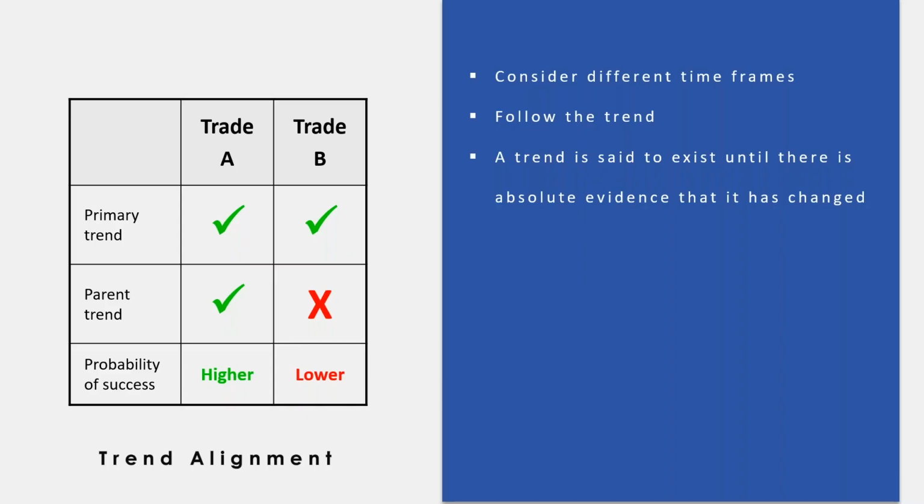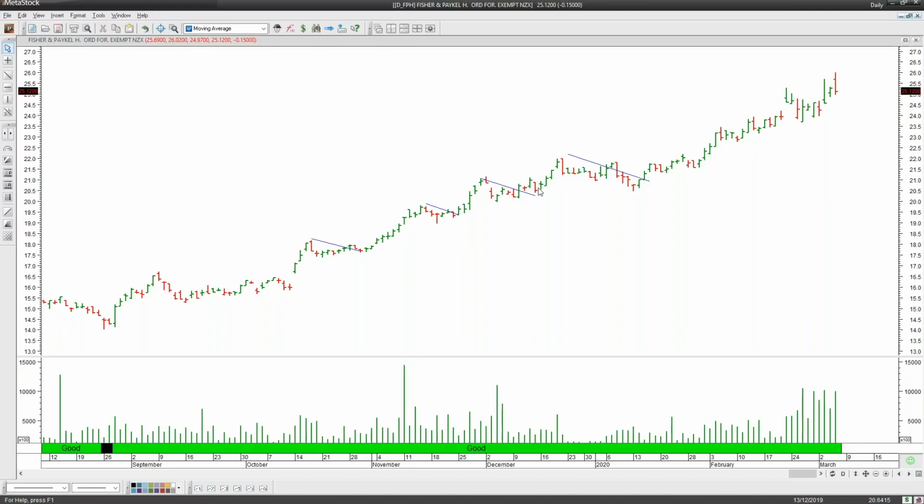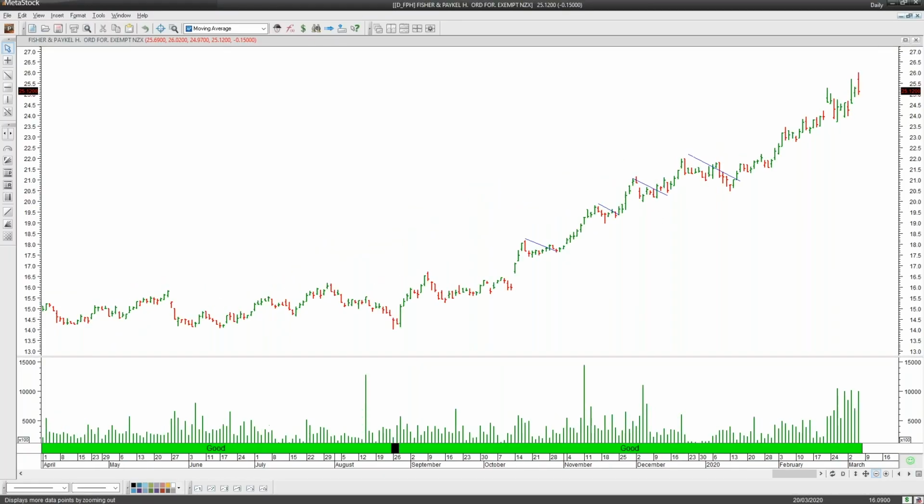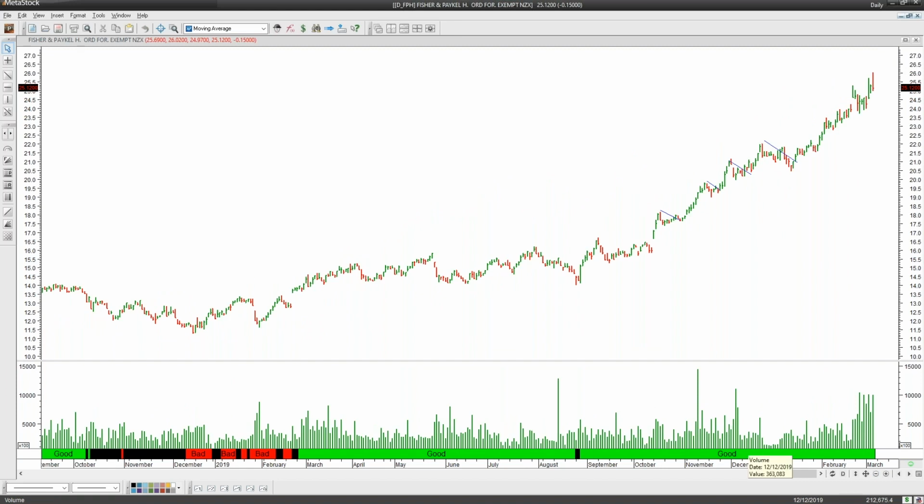That's all I mean when I'm talking about trend alignment. So yes, you may very much focus on your primary trend, and that absolutely is important because that's the way you want to trade, but don't be shy. Always consider the parent, or the medium or longer term trend above that. And that's why I have this trend ribbon down the bottom here on all the charts that I look at.